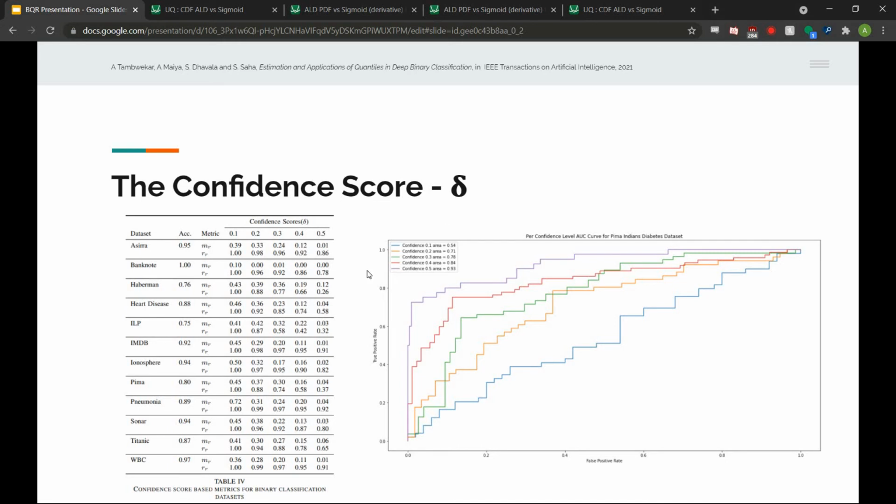So if you take a look at the example on the left-hand side, you can see, for example, that in the ILP dataset, only 32% of points have a delta score of 0.5. And 87% of points have a delta score of 0.2 or greater. You can use this as a way of determining how good your classifier is, because in short, it's a way of saying whether or not your classifier is able to capture its own uncertainties well, and how much label noise is actually present in the data that you're dealing with.